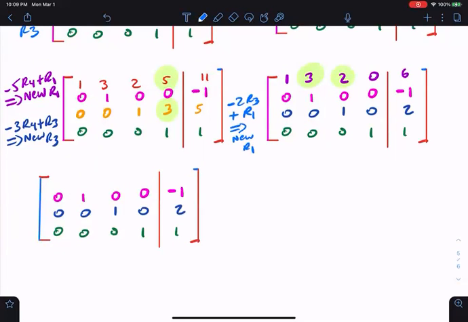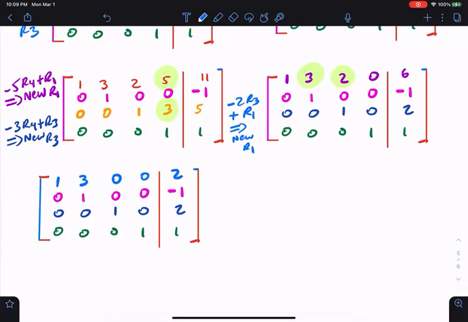So negative 2 times all the elements in row 3 plus row 1. Negative 2 times 0 is 0, plus 1 is 1. Negative 2 times 0 is 0, plus 3 is 3. Negative 2 times 1 is negative 2, plus 2 is 0. Negative 2 times 0 is 0, plus 0 is 0. Negative 2 times 2 is negative 4, and plus 6 gives you 2.